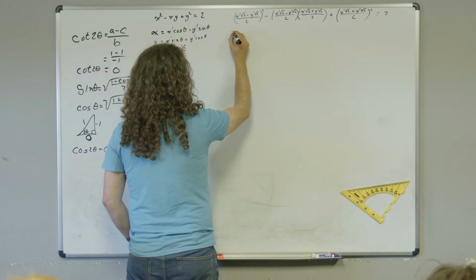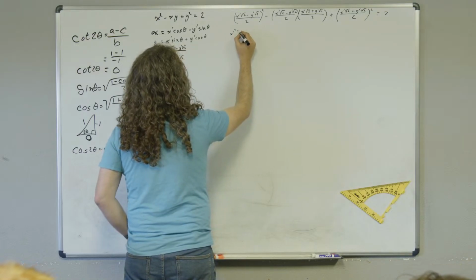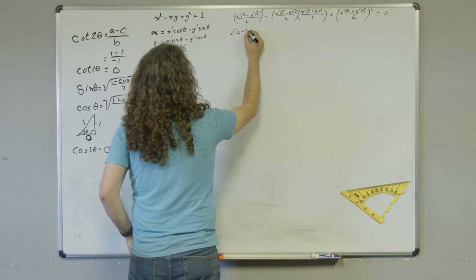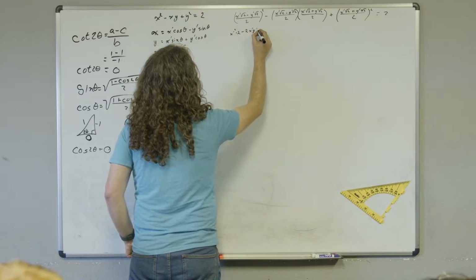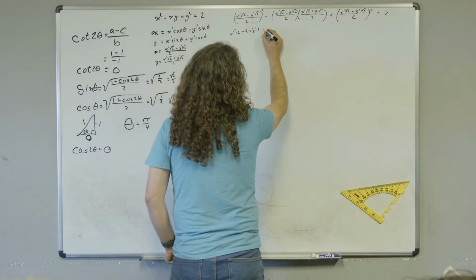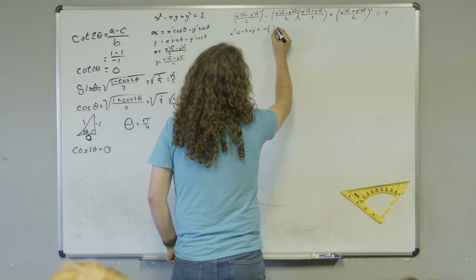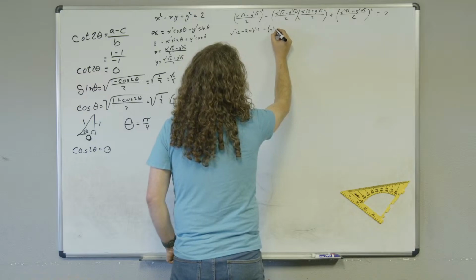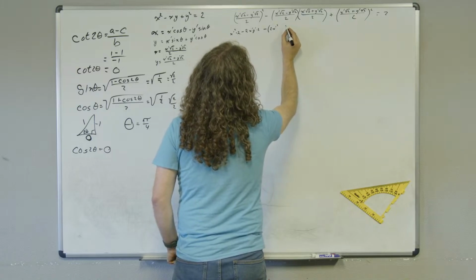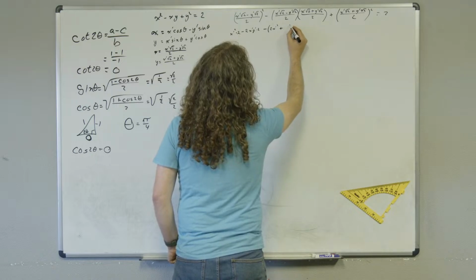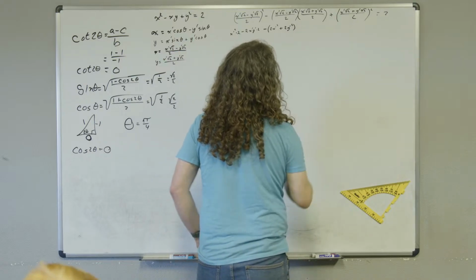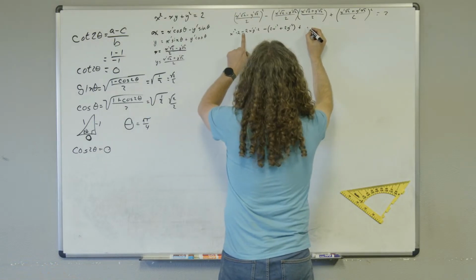We end up with x prime squared times 2, minus 2x prime y prime times 2, minus 2x prime squared, plus 2y prime squared, plus, same thing as that with a plus in the middle.